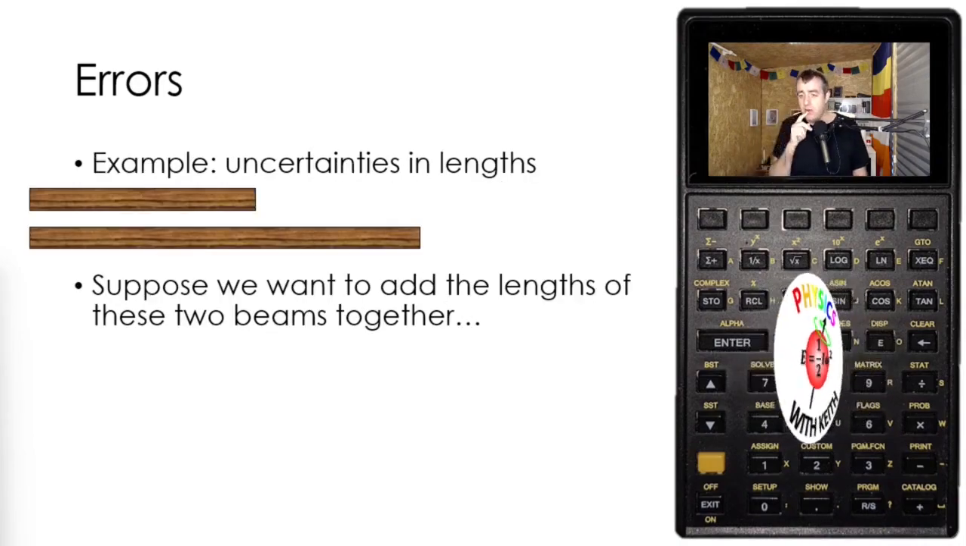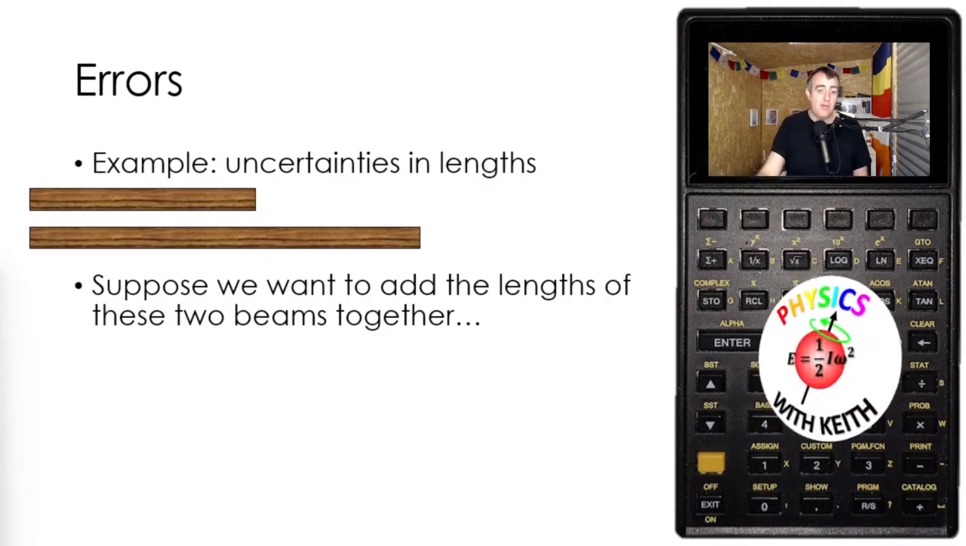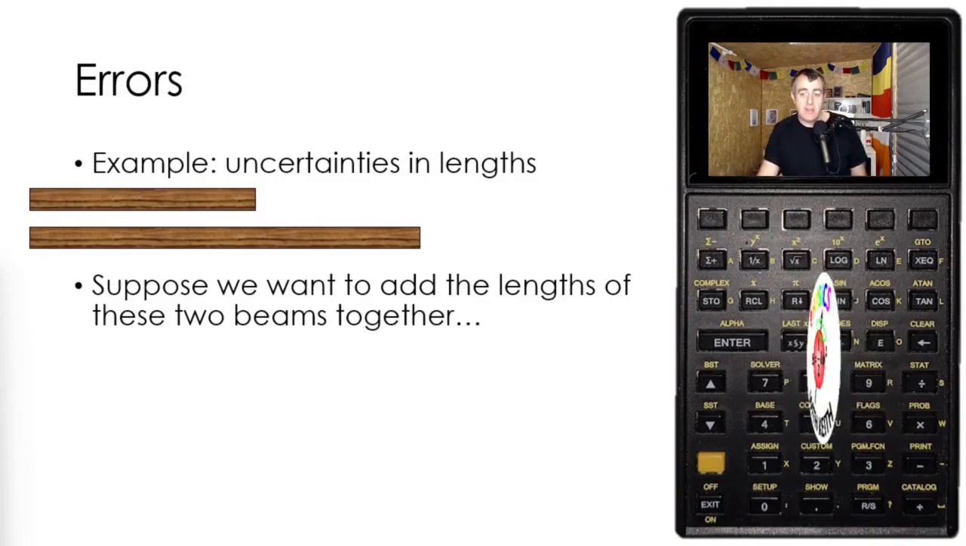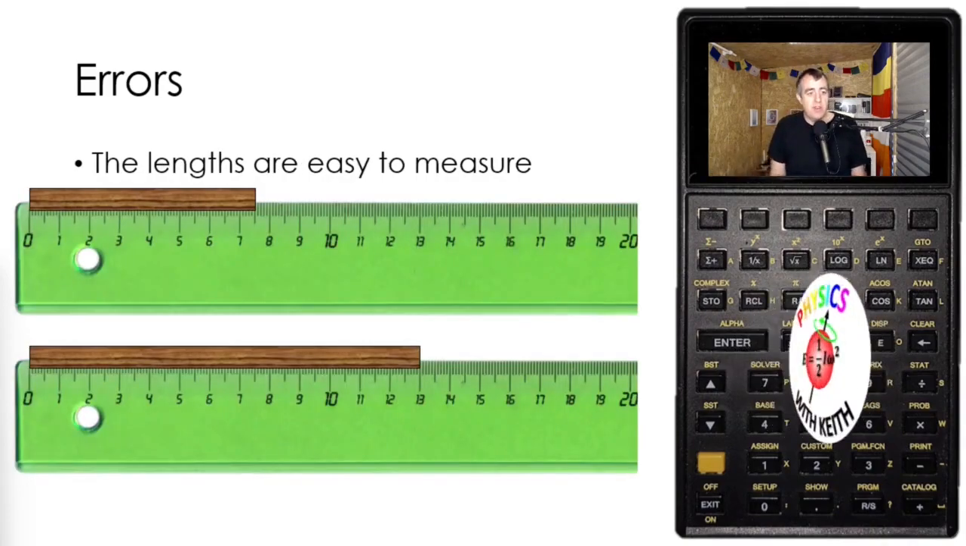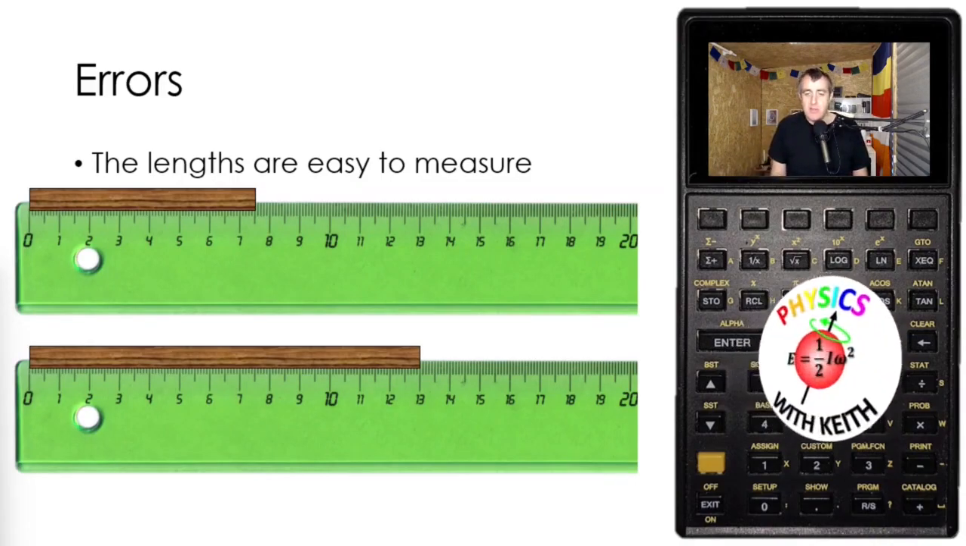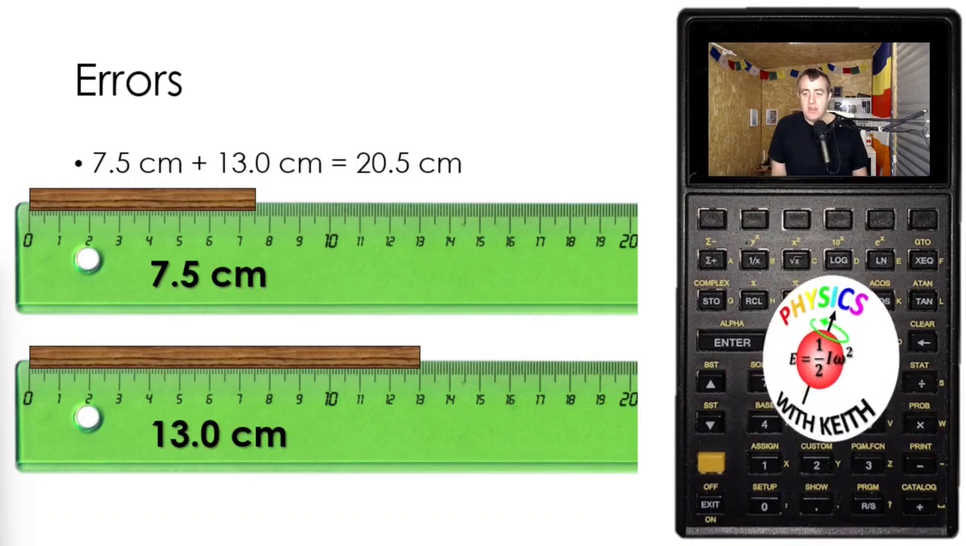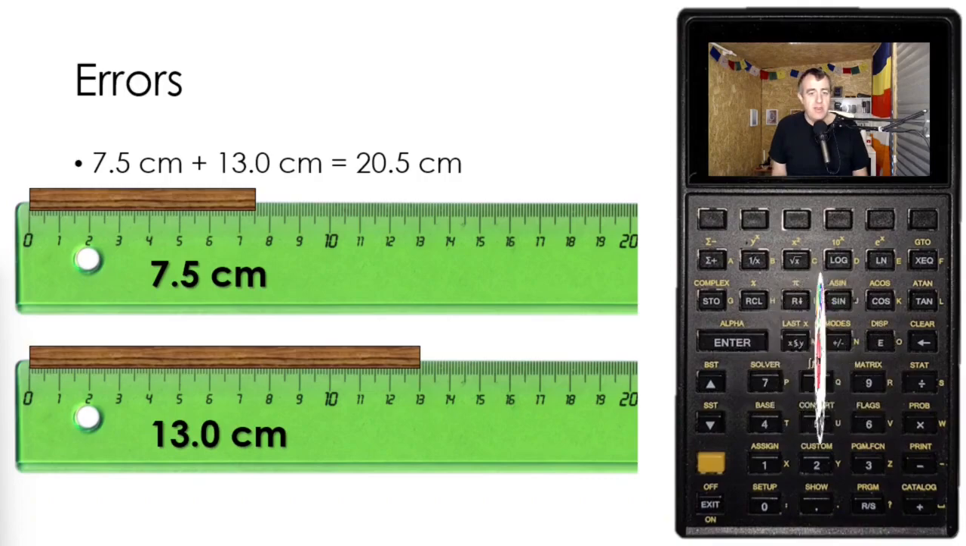So let's look at an example. Here's two lengths, two wooden beams, and we want to add the lengths together for whatever reason. Well, we're going to measure the lengths of the beams, and that's easy enough. We just put them against some rulers and you measure them. The top one looks like it's about 7.5 centimeters, and the one beneath that about 13 centimeters. And you add them together and you get 20.5 centimeters, and everyone's happy.